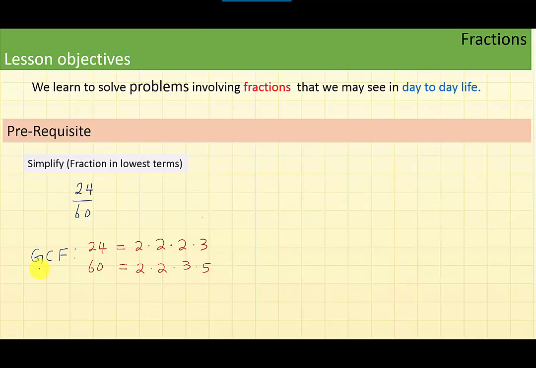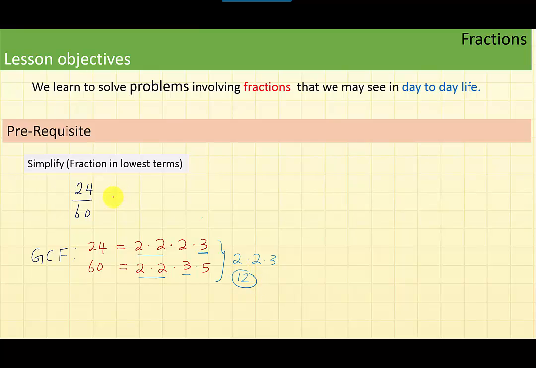Now, this is called the greatest common factor. So what are the common things here? We want to find the factors that are common to both 24 and 60. You can see there are two 2's here and two 2's there, so that is common. And there's a 3 here, and there's a 3 here. So that means the greatest common factor is 2 times 2 times 3, which is equal to 12.